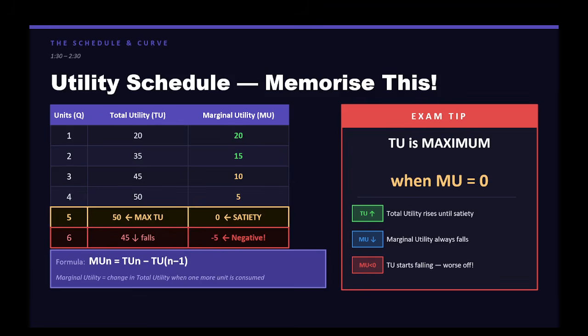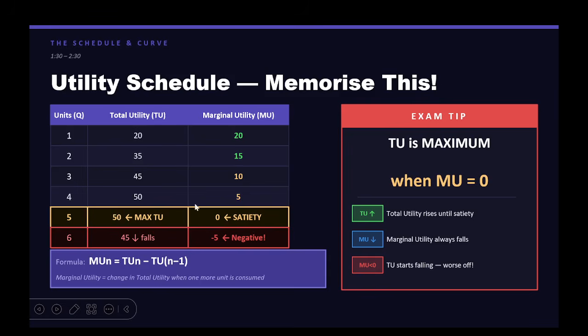So, what did we learn? Total utility is rising, but marginal utility is falling. And what happens? At unit 5, marginal utility hits 0, and that is called the point of satiety. That is the maximum satisfaction, at point 0. Understood?